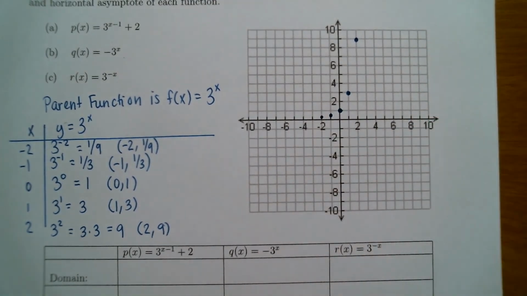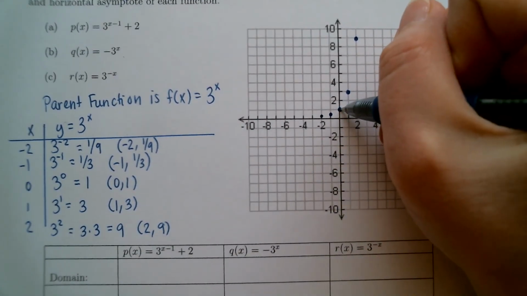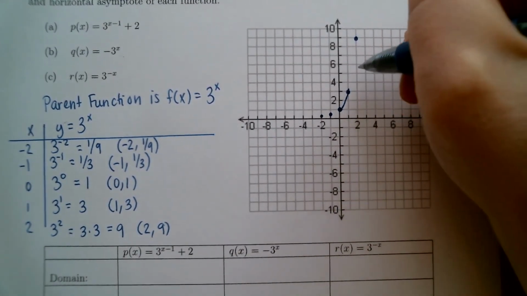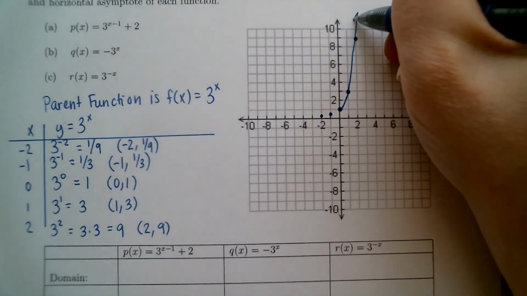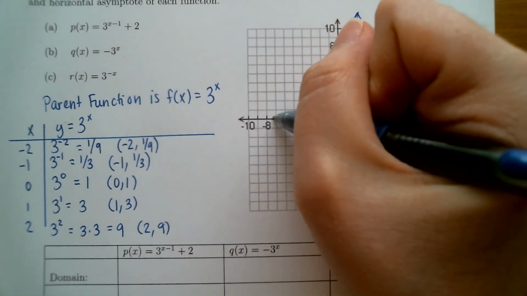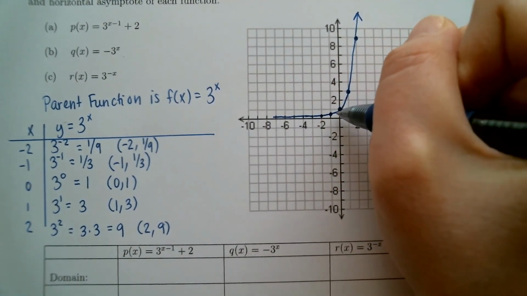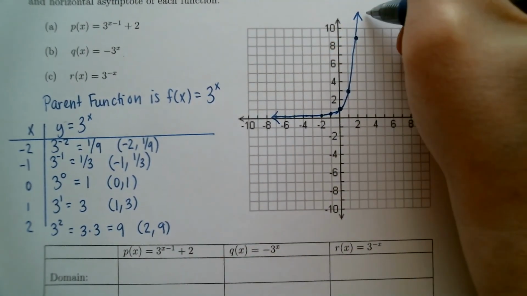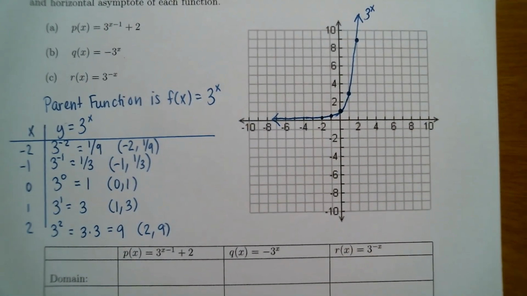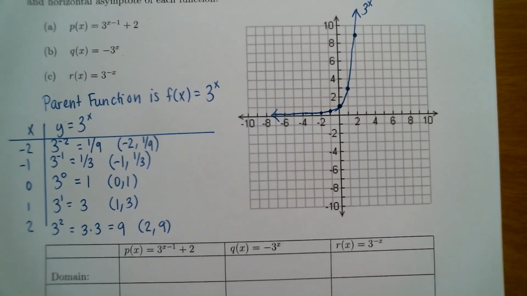All right, now 3 to the x is going to have the same basic shape as 2 to the x did. It just goes through different points. So in this direction, we are climbing very quickly. And in this other direction, we're getting closer and closer to the x-axis without touching it. So this is the graph of our parent function, 3 to the x.